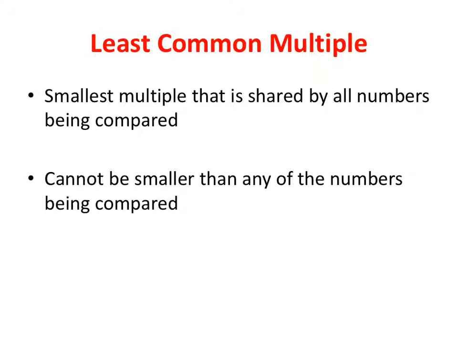When we talk about a least common multiple, or LCM, this is the smallest multiple that's shared by all of the numbers being compared. In our lesson about greatest common factor, we mentioned that the answer for greatest common factor could not be bigger than any numbers in the list. In this case now, for least common multiple, our answer cannot be any smaller than any of the numbers that are being compared.